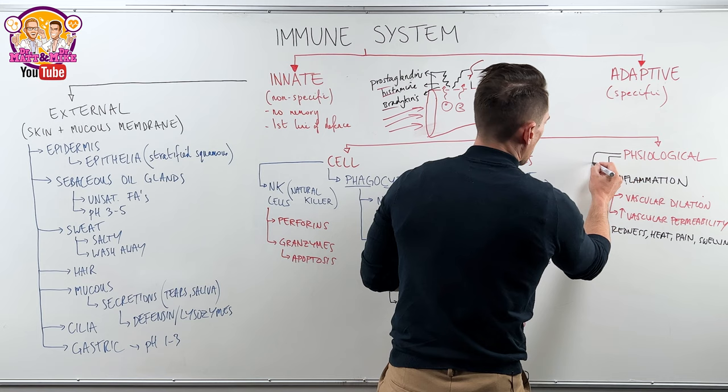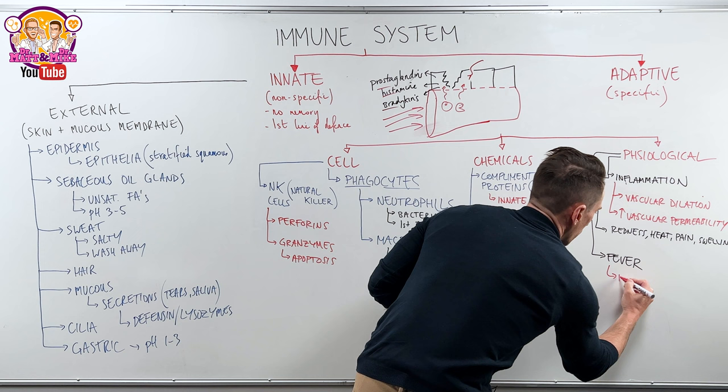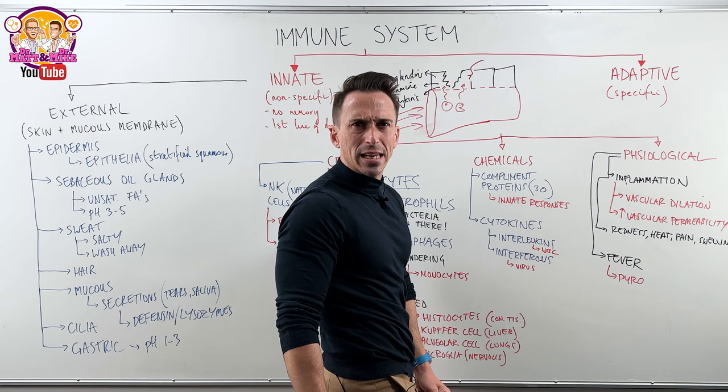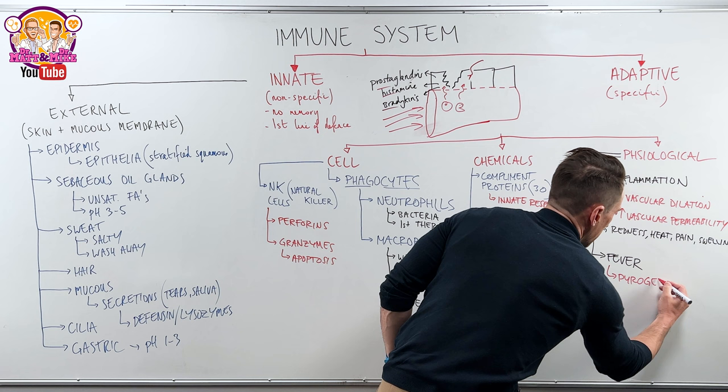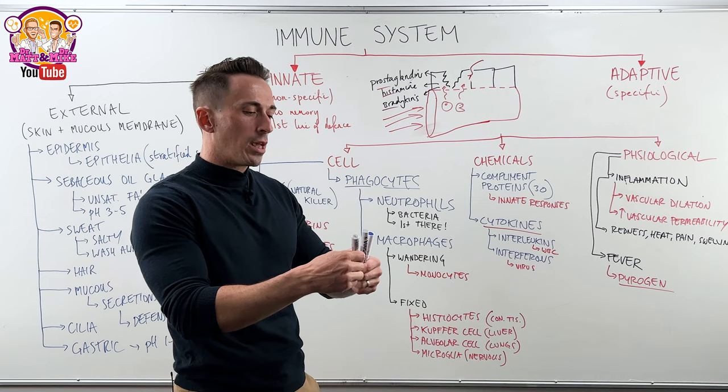Fever's super interesting, right? What happens with fever is that you've got things called pyrogens. Pyro, you ever heard the term pyro? Have you ever called somebody a pyro, pyromaniac? Someone who loves fire, who loves heat? Okay, pyrogen is something that stimulates heat. And pyrogens can be actual pathogens themselves, or they can be cytokines. And when they're released, they travel to the hypothalamus.